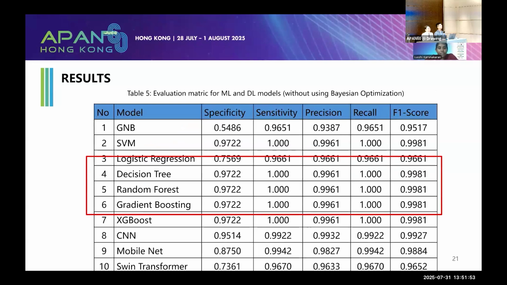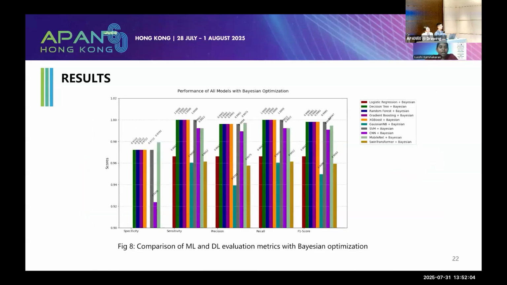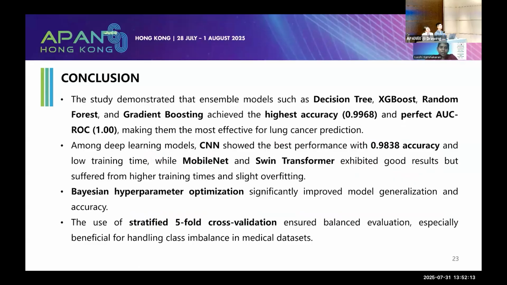Finally, we included the evaluation metrics of the machine learning and deep learning concepts, checked without using Bayesian optimization, and then after applying Bayesian optimization techniques to increase the model performance of lung cancer prediction using numerical data.